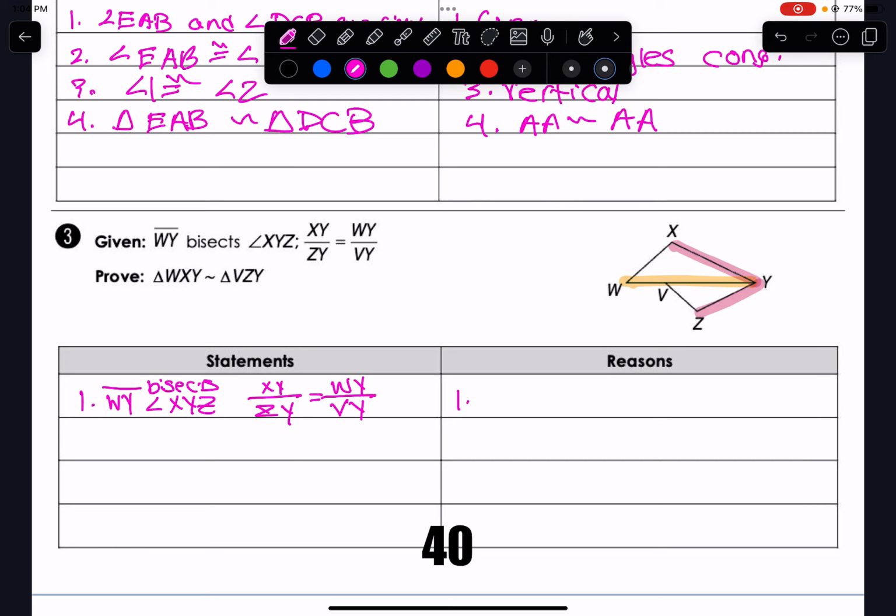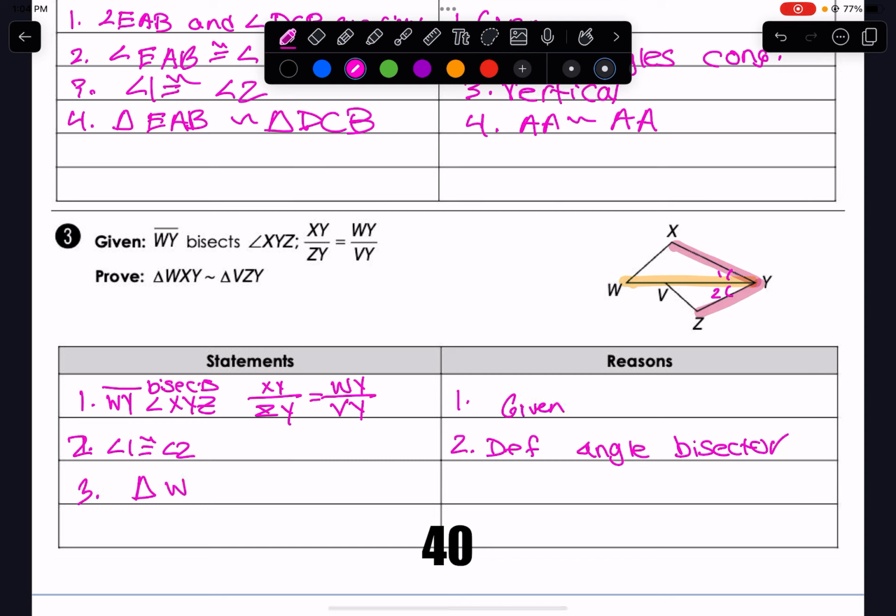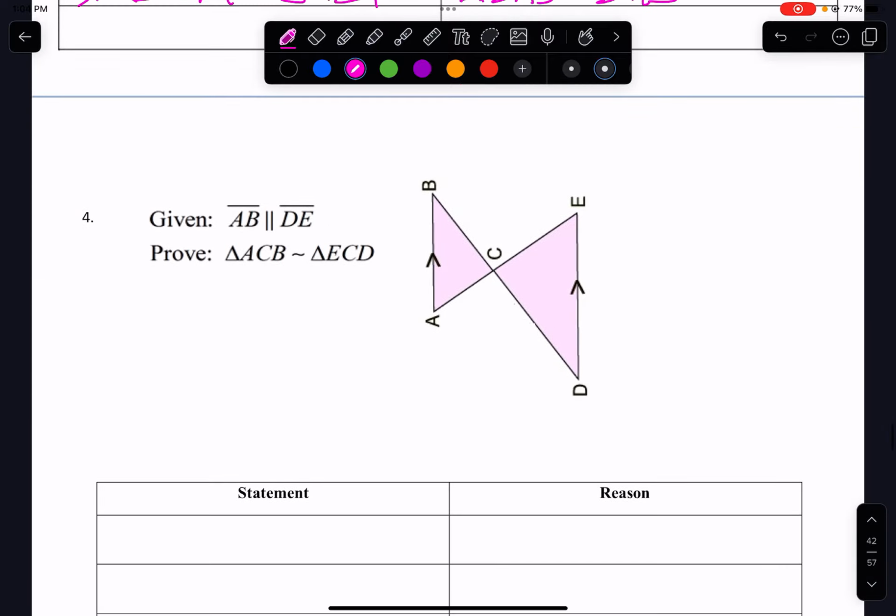So XYZ is bisected, so we know that angle 1 is congruent to angle 2. Definition, angle bisector. Number 1 was given. So now we can actually just state triangle WXY is similar to triangle VCY. Reason, side, angle, side, similar, side, angle, side.